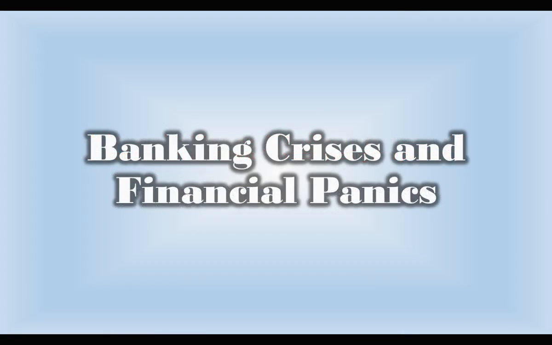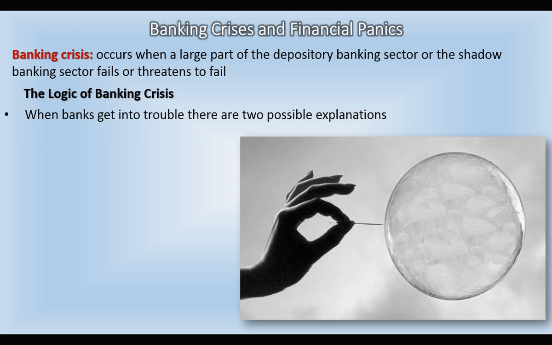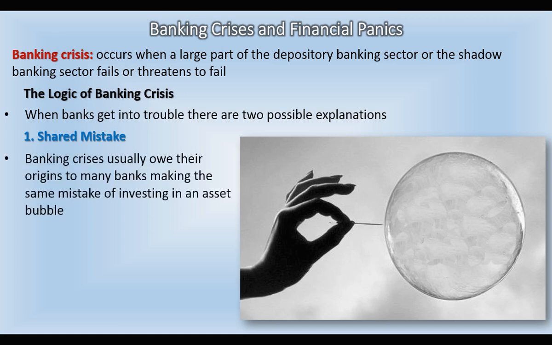All right, let's talk about banking crises and financial panics. So banking crises occur when a large part of the depository banking sector or the shadow banking sector fail or threaten to fail. So let's talk about the logic of banking crises. When banks get into trouble, there's two possible explanations. One, there's been a shared mistake. Banking crises usually owe their origins to many banks making the same mistake of investing in an asset bubble.